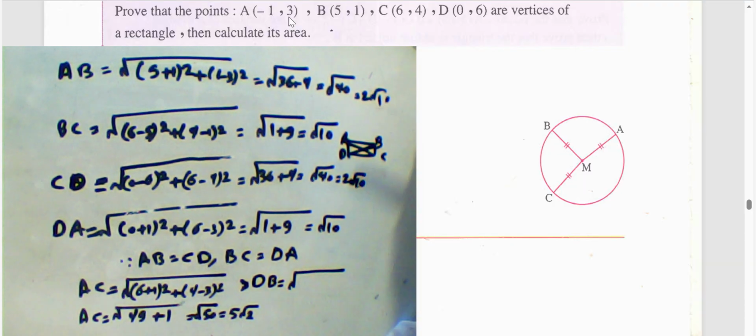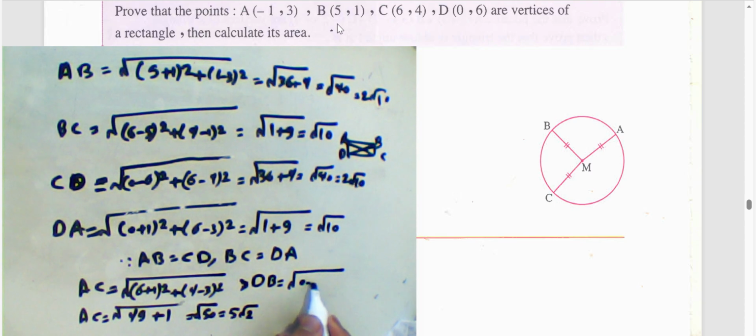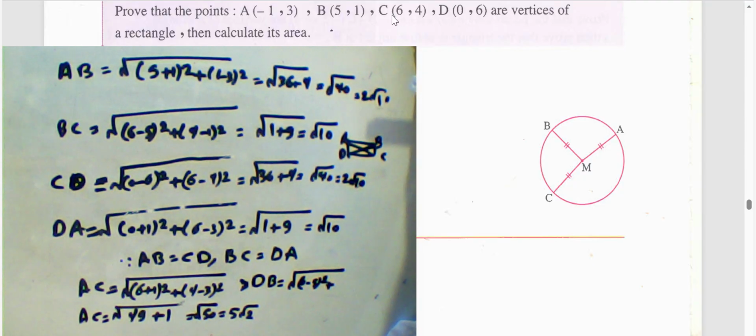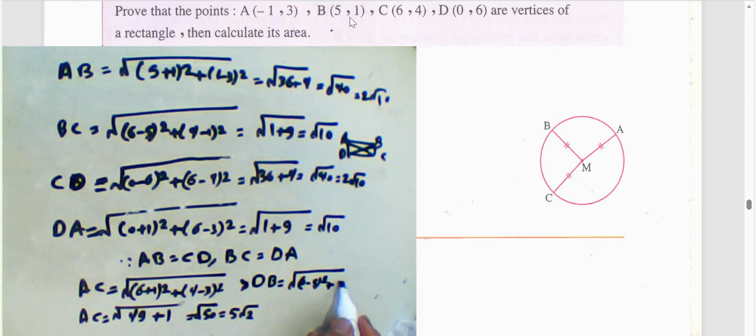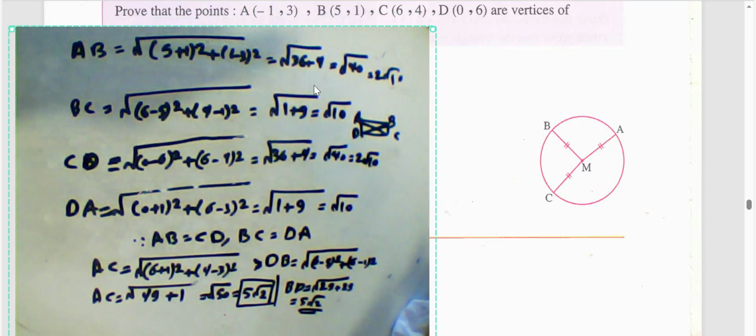Look at B and D. 0 minus 5 all power 2, it will be negative 5 power 2, and 6 minus 1 power 2. Then BD equals 5 power 2, 25, and 6 minus 1 power 2, 25. It's the same answer, 5 root 2. They are equivalent. The two lengths are equivalent.